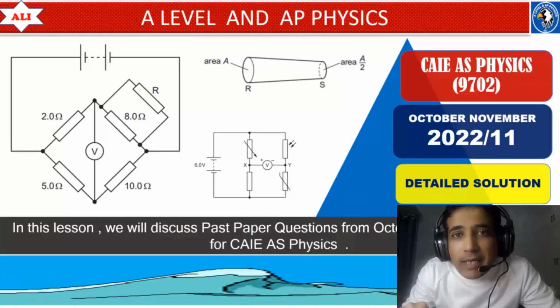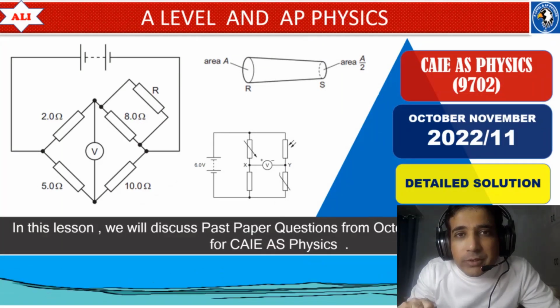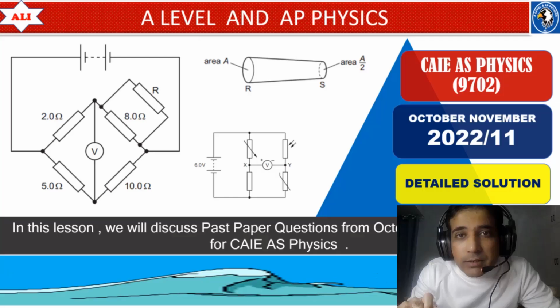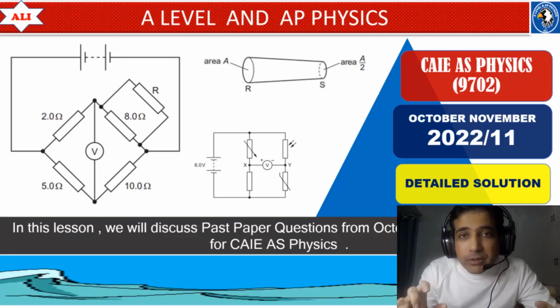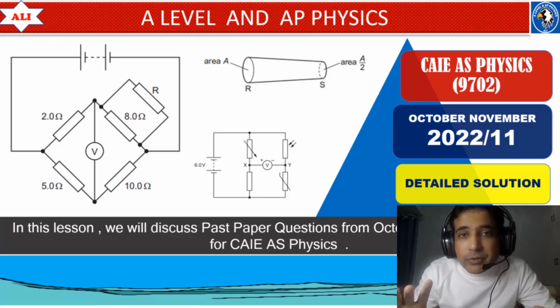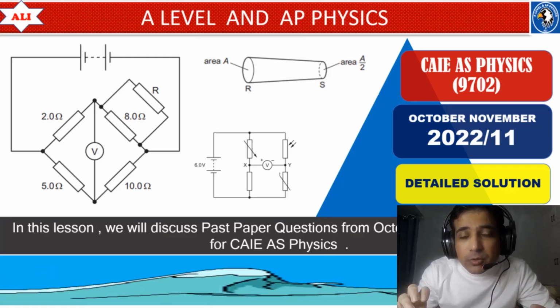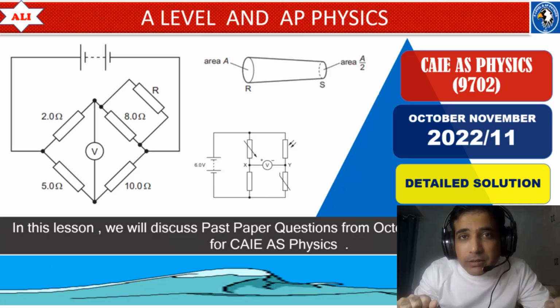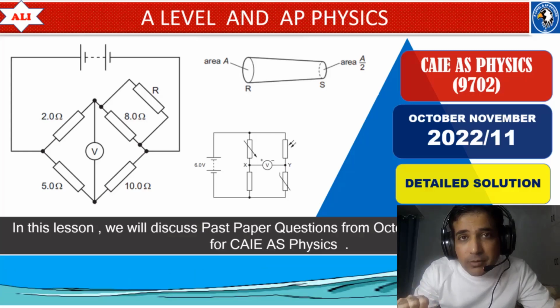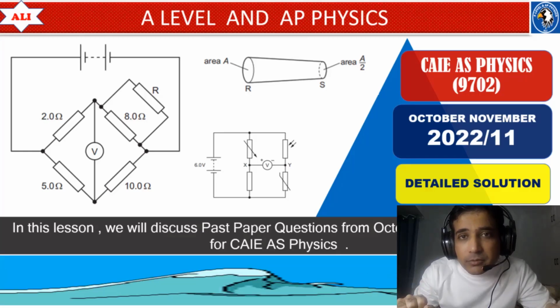Welcome to A-Level and AP Physics. In today's lesson, we will discuss past paper questions on electricity from October-November 2022, Paper 1, Variant 1. In this lesson, as always, we will discuss these questions in detail so you can improve your conceptual understanding and also have a better understanding of these questions and electricity concepts. Let's study together, let's improve together.